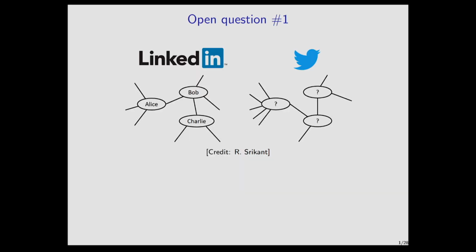So I'll do this talk in a sort of reverse order. I want to open the talk with just a couple of open questions that motivated this work. The first question is loosely motivated by a problem of graph matching, which you can think about as the following.